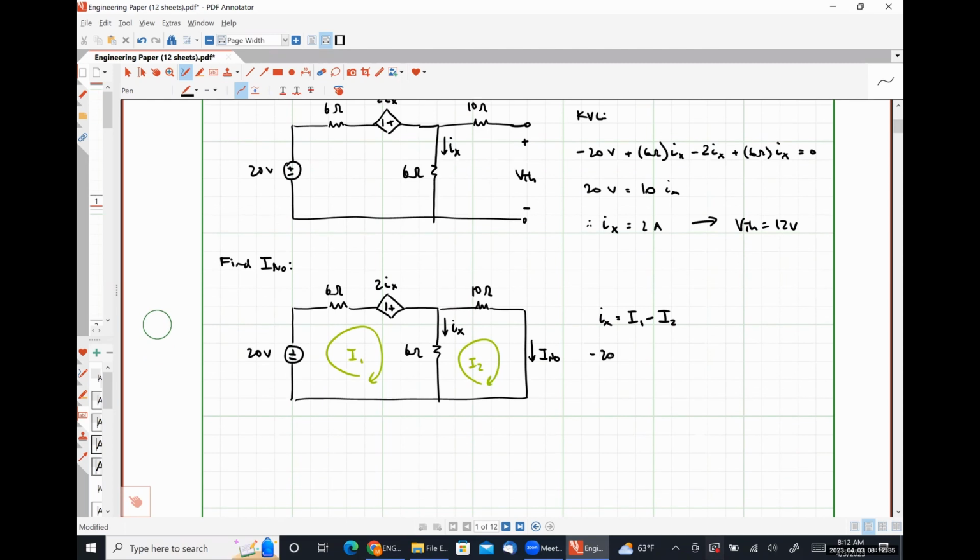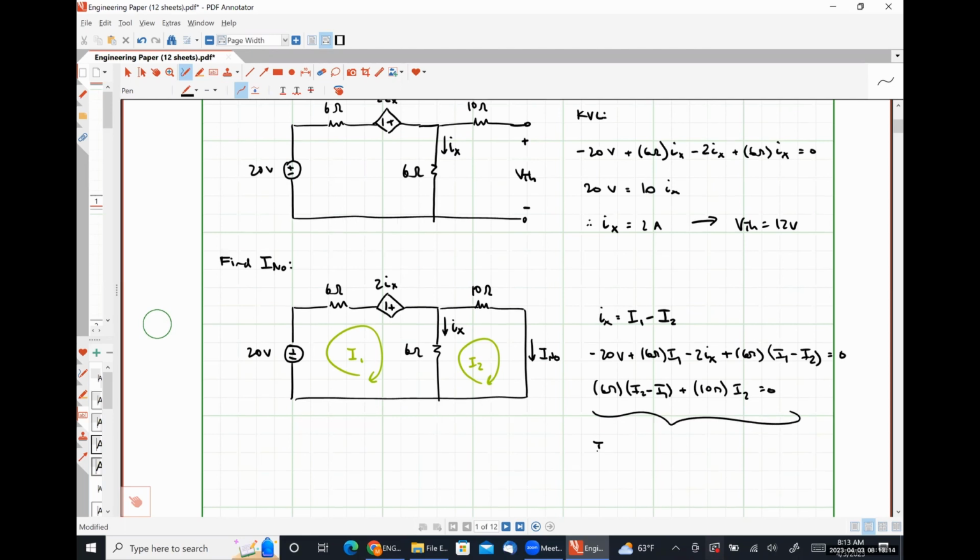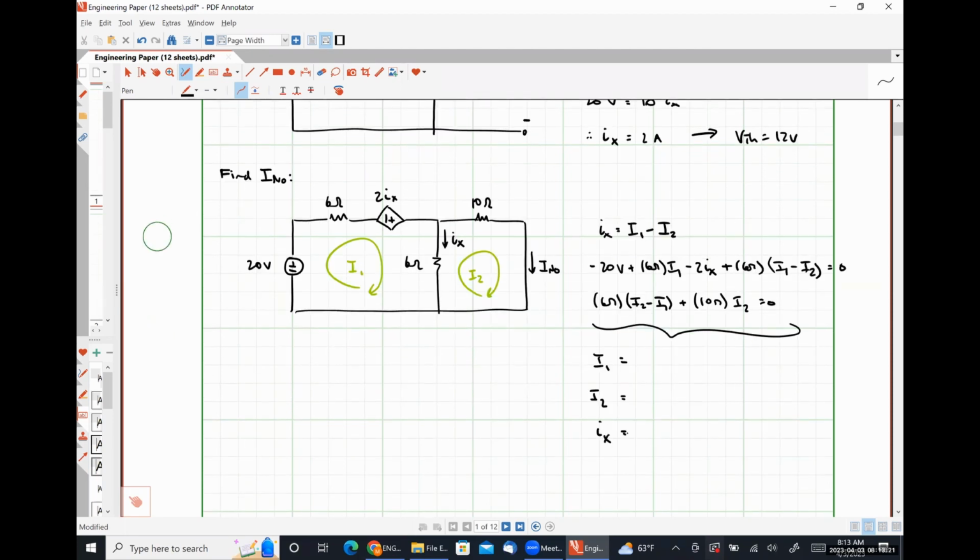Then we're going to have our two KVL equations. So that's going to be negative 20 volts plus 6 ohms times I1 minus 2 Ix plus 6 ohms times I1 minus I2 is equal to 0. Then we would have 6 ohms times I2 minus I1 plus 10 ohms times I2 is equal to 0. And we can solve this system to find I1, I2, and Ix. So let's do that real quick.